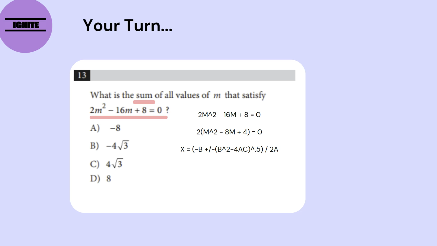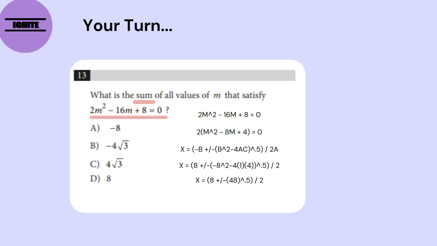Now, let's plug in these values and see what we can get. We have x equals 8 plus or minus the square root of negative 8 squared minus 4 times 1 times 5, divided by 2. Now, let's continue simplifying this expression. As we keep going down, we get 8 plus or minus the square root of 48, divided by 2.